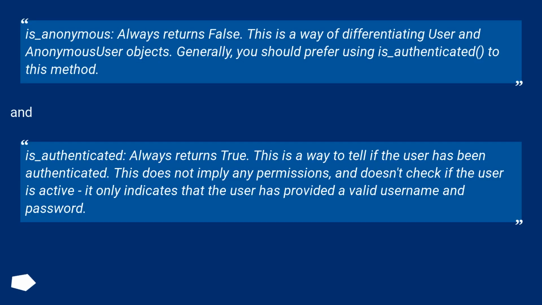is_anonymous always returns false. This is a way of differentiating user and anonymous user objects. Generally, you should prefer using is_authenticated to this method. And is_authenticated always returns true. This is a way to tell if the user has been authenticated. This does not imply any permissions, and doesn't check if the user is active. It only indicates that the user has provided a valid username and password.